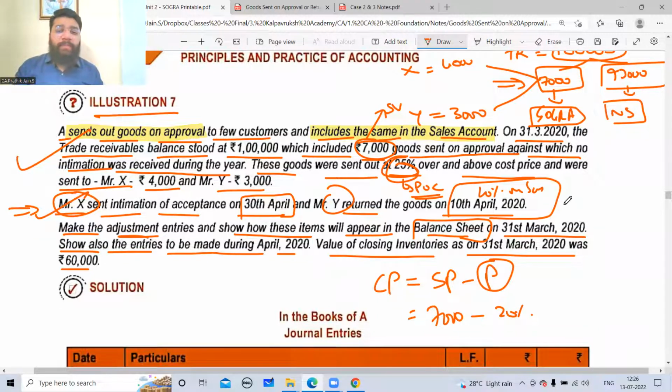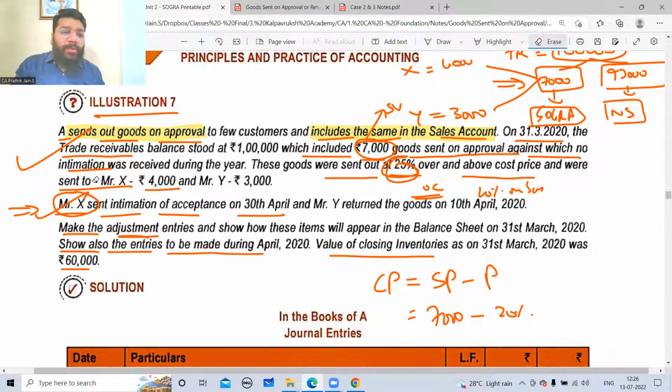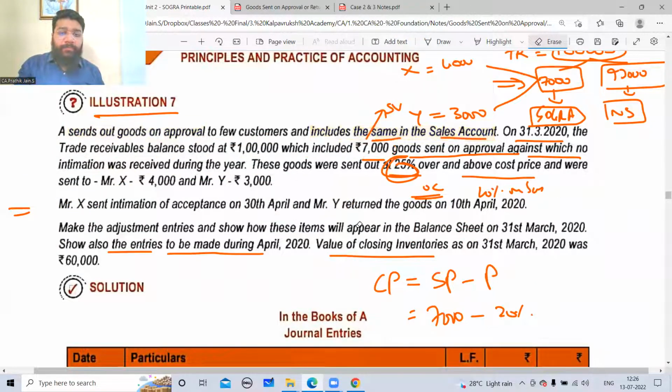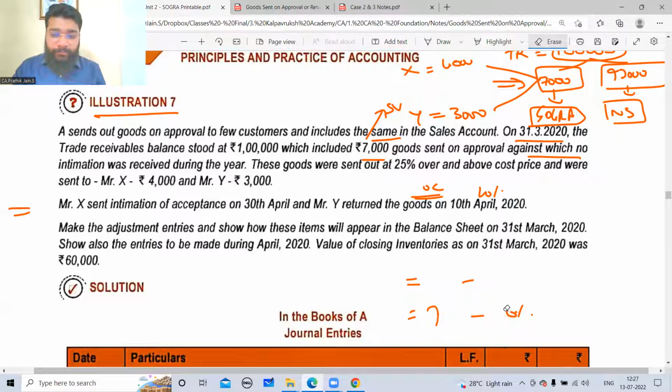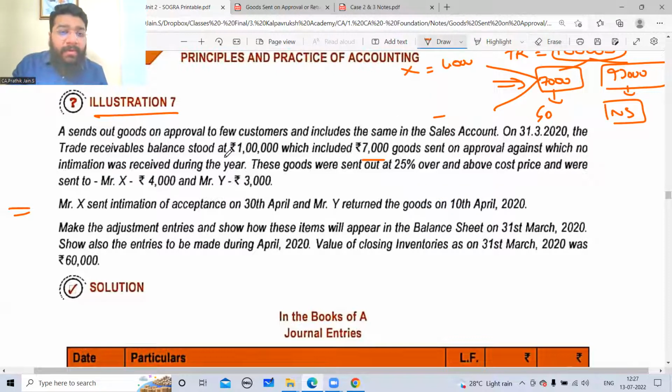Now they're telling us to prepare the balance sheet. In the balance sheet, please pick up from this question, what all will you show? See, when I'm preparing the balance sheet, this is a balance sheet for the entire business, where I'll capture all the transactions pertaining to both normal sales and the sale or return sales. Therefore, can I say I'll capture this entire trade receivable balance, 1 lakh rupees, as on 31st of March?